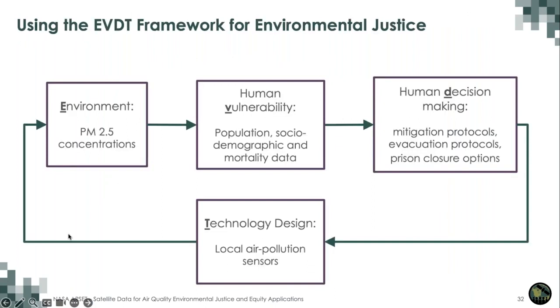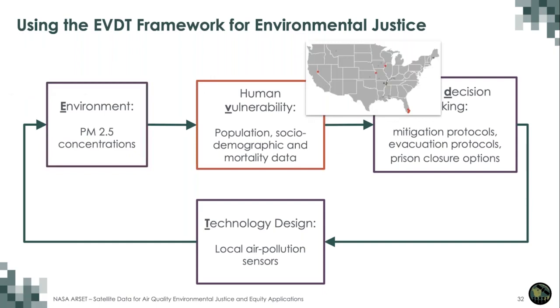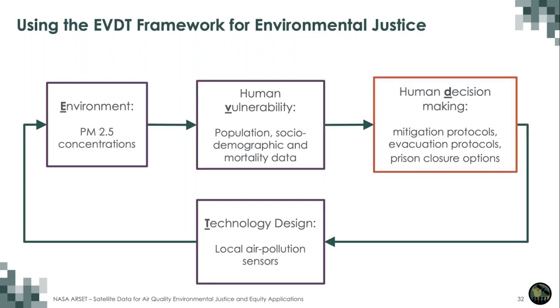In terms of how the EVDT framework can be used to pursue environmental justice, I'll just briefly walk through that. In our case, the environment model is considering satellite-derived PM2.5. In terms of human vulnerability, we're interested in the facilities that are affected, as well as the population, sociodemographic, and associated health characteristics of those facilities. In the decision-making module, we might consider, are there mitigation protocols already in place or that could be in place? Which facilities need to develop new evacuation protocols? And which facilities have such high burdens that they should really be considered for closing altogether?